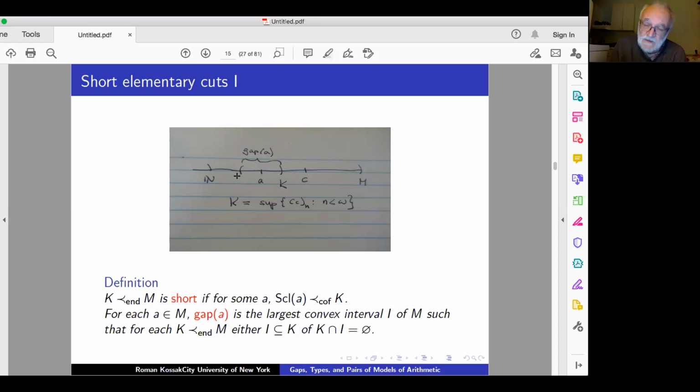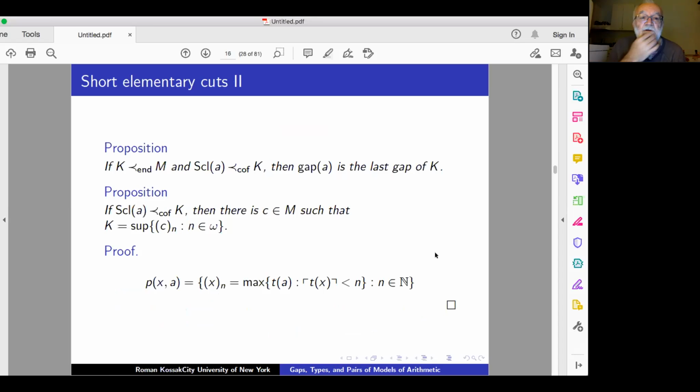So every model is partitioned into gaps. You have countably many gaps. So we'll be talking about short elementary cuts, and we'll be looking at what is called the last gap of K.